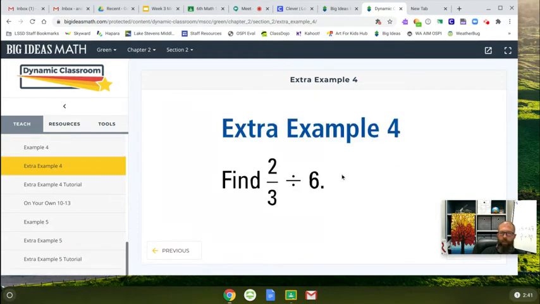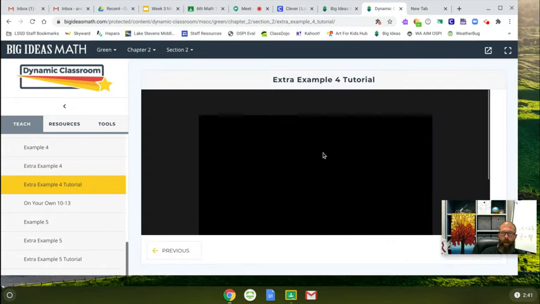Okay, here we go. 2/3 divided by 6. So now, same thing. I got to turn this into an improper fraction, which would be 6 over 1. And then I don't want to divide, I want to multiply. So that would be 1/6. And then I can multiply. And here is the tutorial for that.